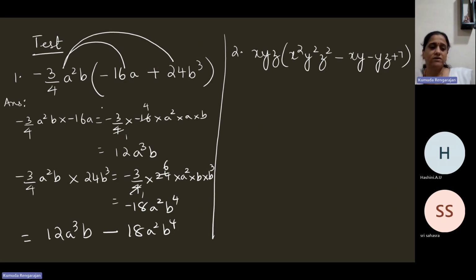When you multiply this monomial, this one is a monomial, this one is a binomial. One term, monomial; two terms, binomial. So how do you multiply? Multiply this term with the first term inside the bracket, and this one with the second term inside the bracket. So multiply them separately like this and then put the answer together.